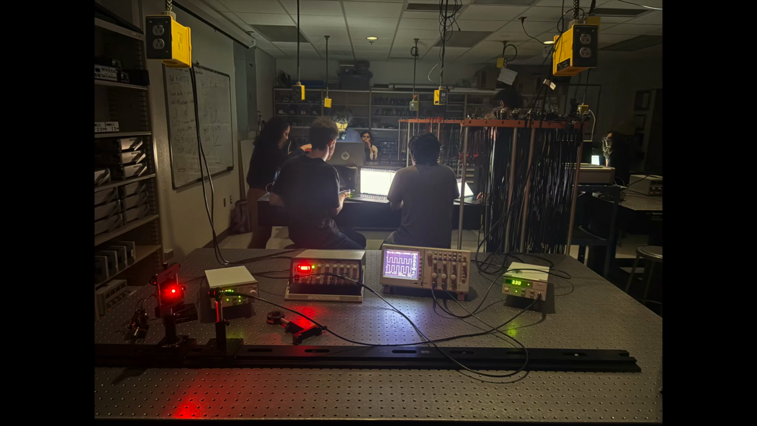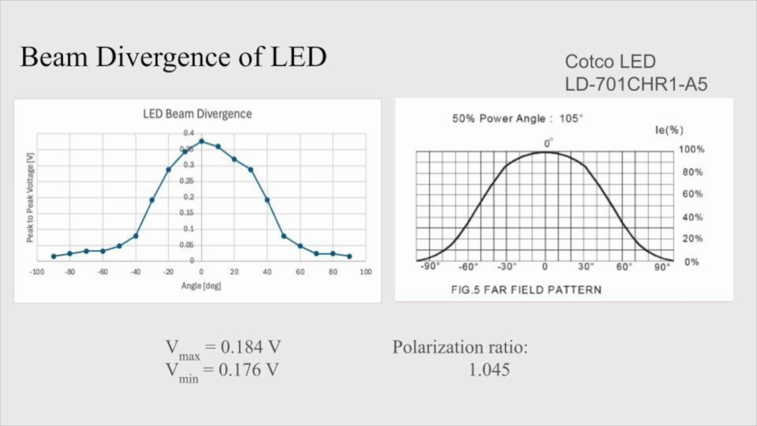Experiment C focused on measuring beam divergence and polarization characteristics of the LED and laser diode. We used the square wave and rotated the light source to observe voltage as a function of rotation on the oscilloscope. The beam divergence of the LED is shown here. As you can see, it falls off faster at higher angles with almost no power above 60 degrees. This matches the typical LED spec shown at the right.